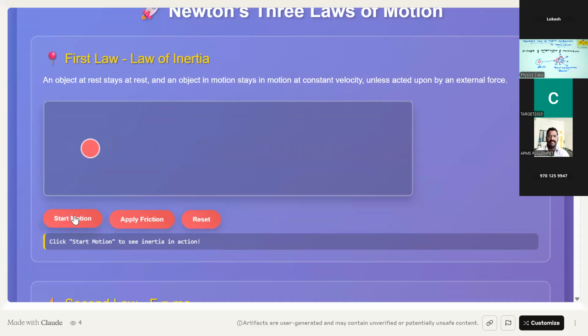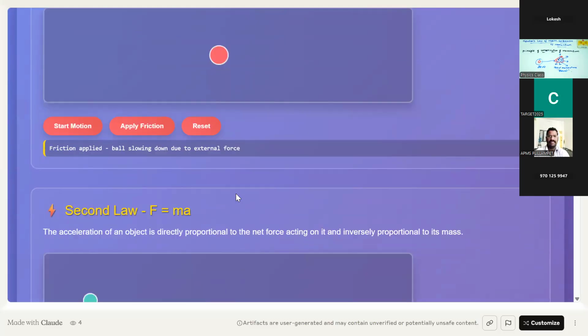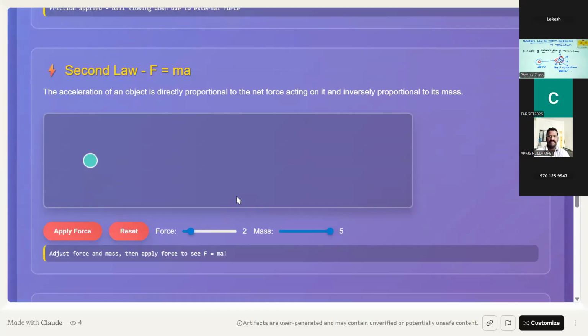If I start that motion, then I will apply the friction. Friction means external force. Now I am applying friction. Friction applied, the ball is slowing down due to the external force. So the state of motion changes from motion to rest when we apply an external force. So this is the first law of motion, the law of inertia. Then we will move into the next law.